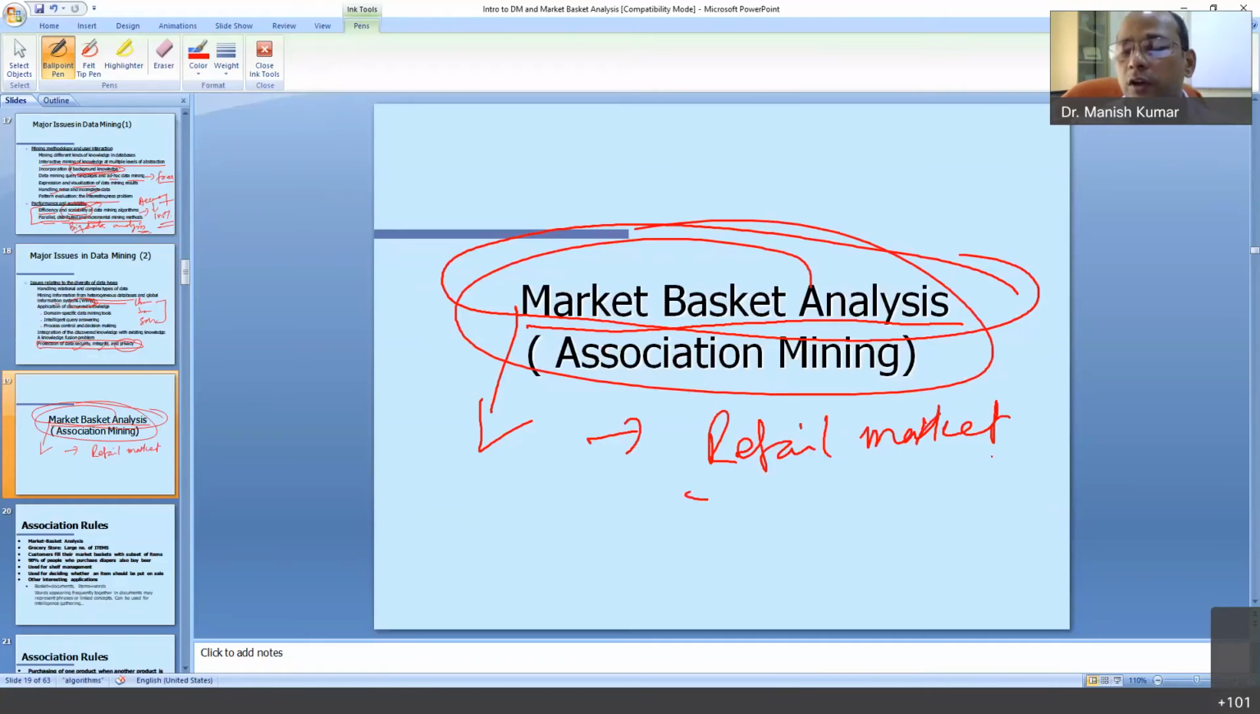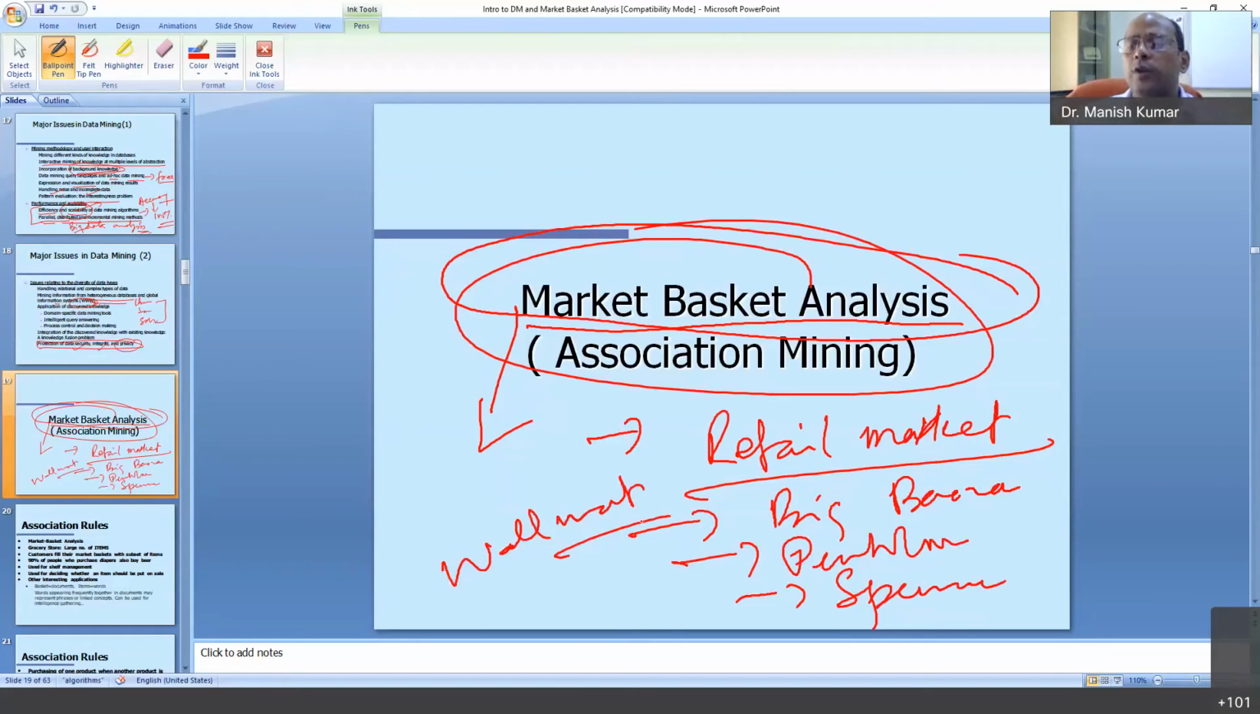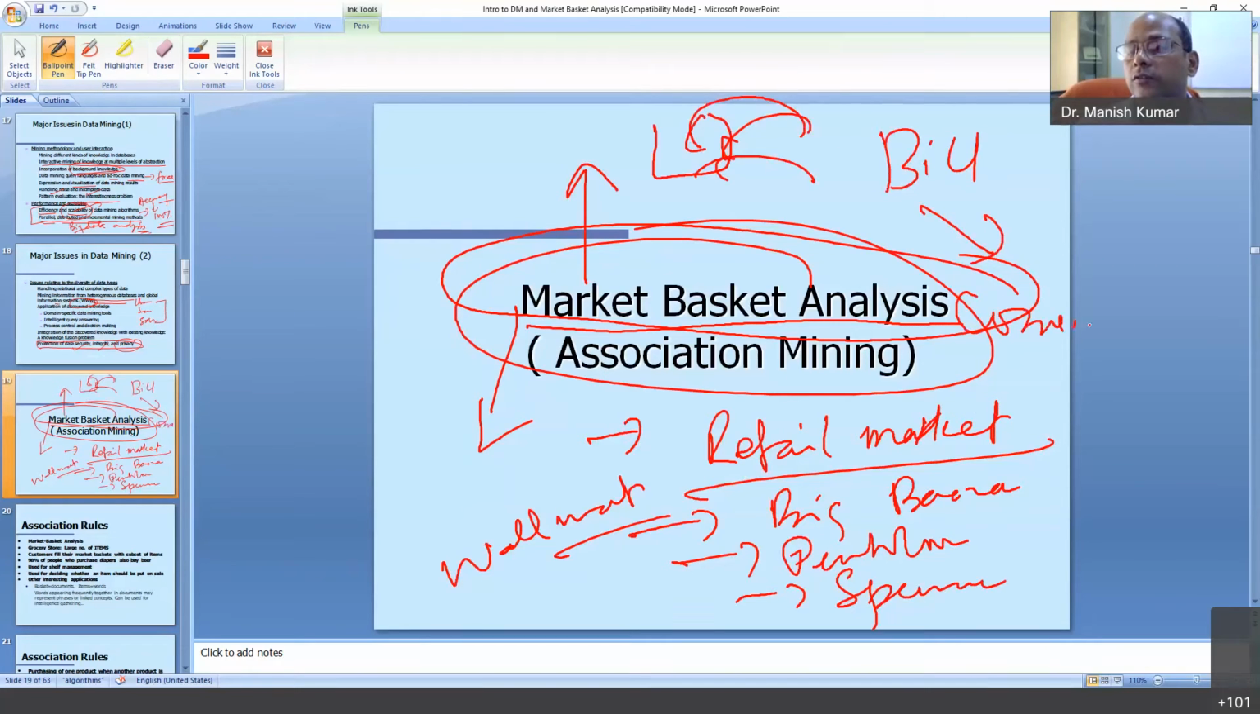This retail market, that means I'm talking about Big Bazaar, Pantaloons, Spencer's, Walmart. So it could be any market where you go with a basket, fill some items, then you bill and you come out. This is what the process is.